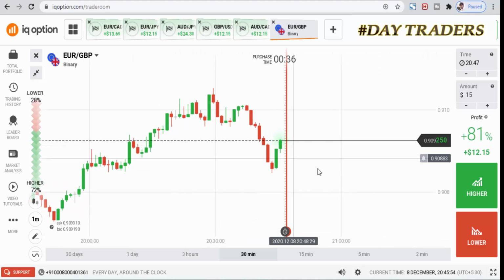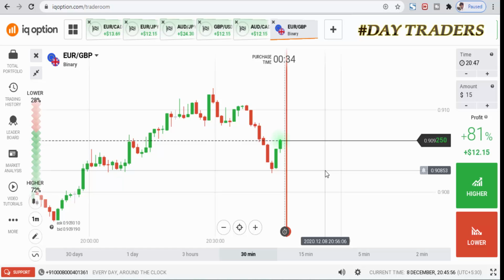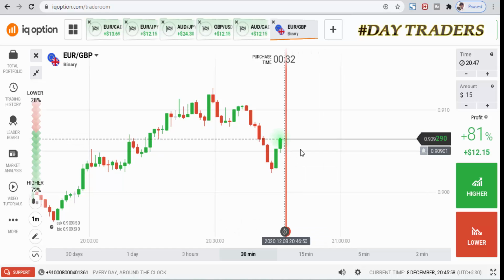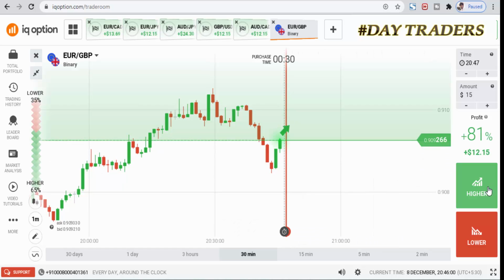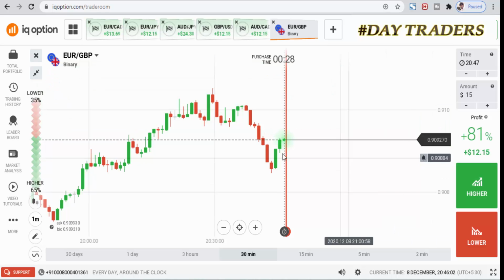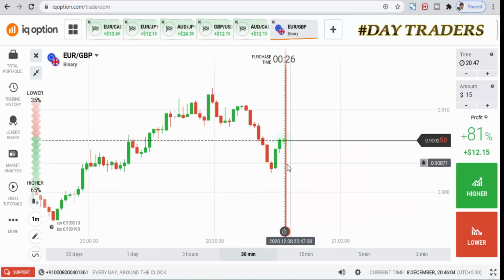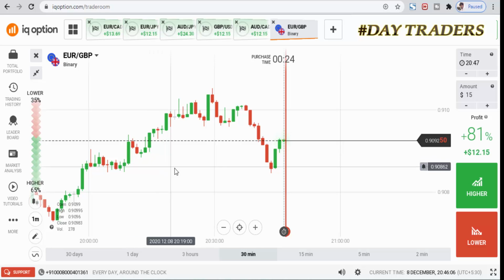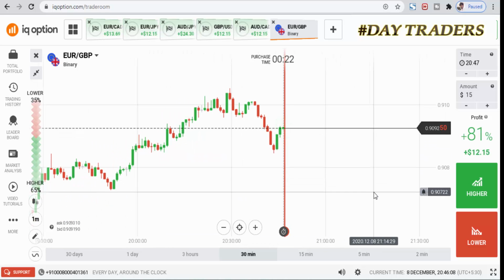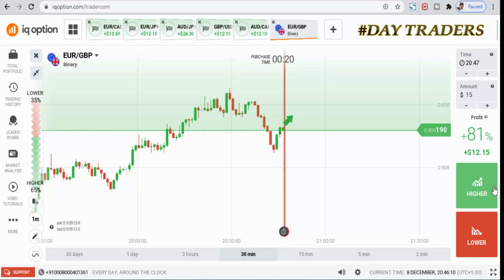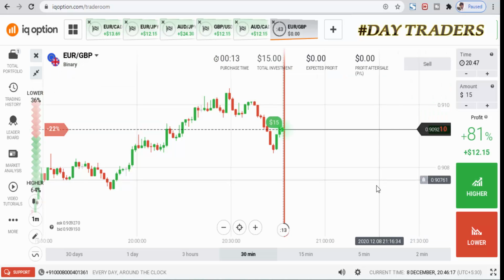Okay, very strongly the buyers enter. There are no rejections, but this is a seller's area. This is a very strong candle. This is a seller's area, and the major trend is an uptrend market. So that's the reason I will place a higher option, a marginal safety trade.